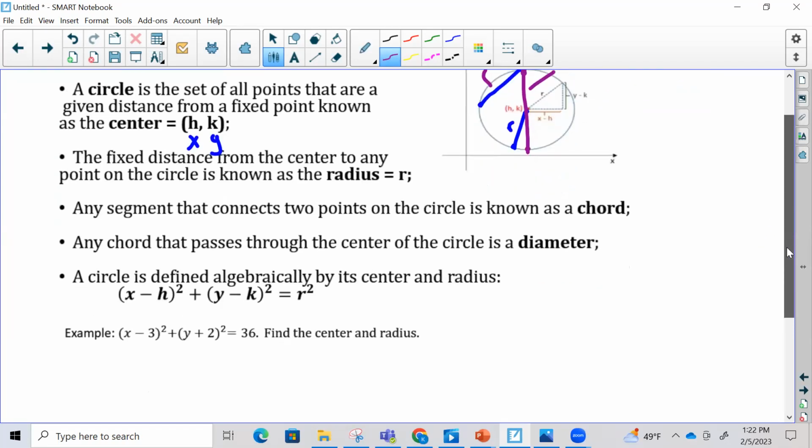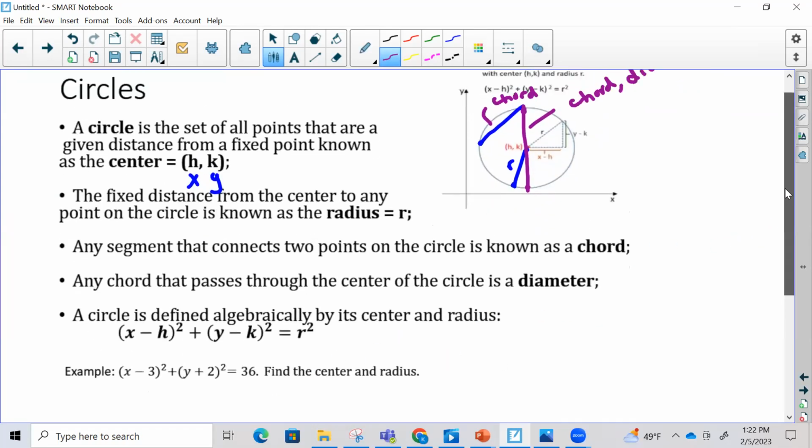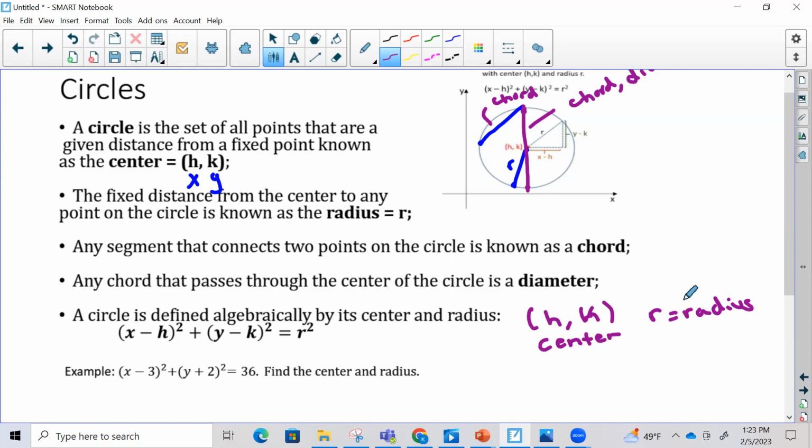And we are going to write the equation of the circle. So just like a line probably is the one you're most familiar with. A line has an equation. The equation of a line is y equals mx plus b. A circle also has an algebraic equation, and it's defined by its center and radius. So how the equation works is we have to know the center, hk, and we have to know the radius, r. And if we know those two things, we can write the equation of a circle.